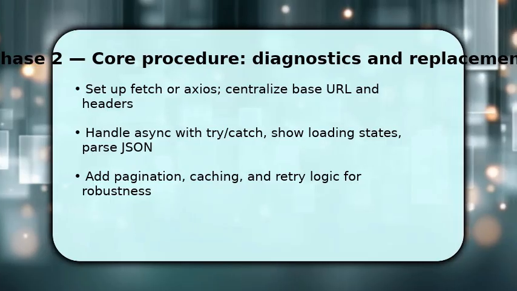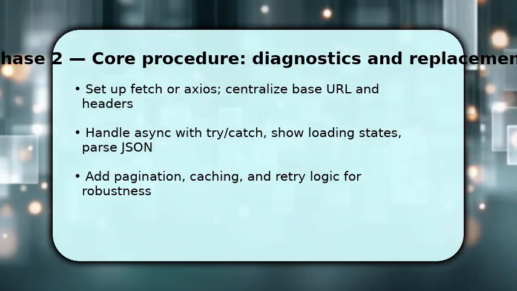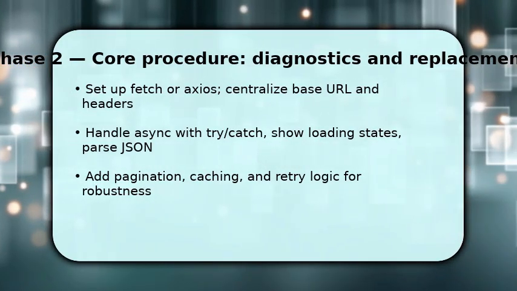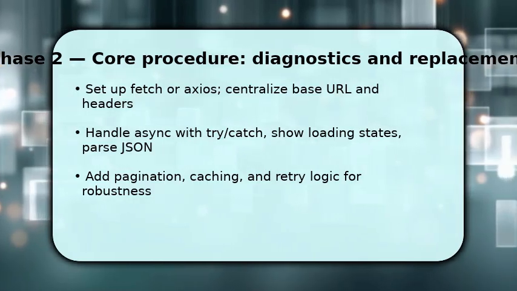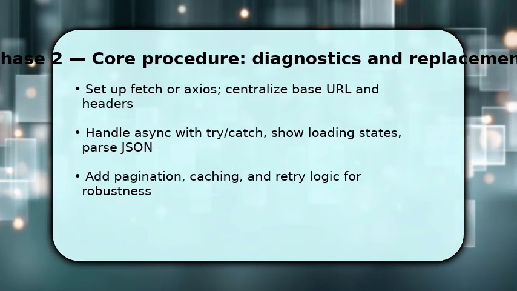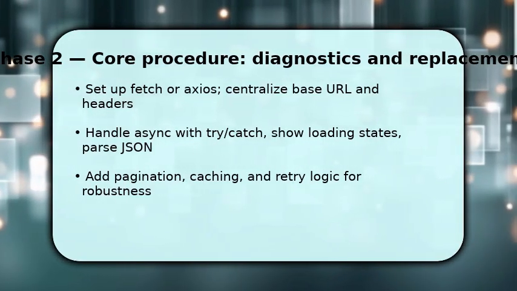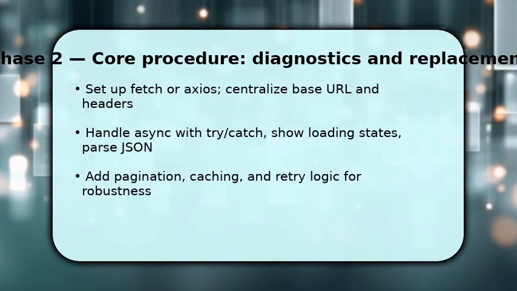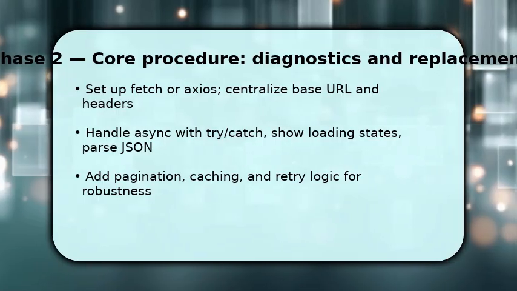Now implement the call in your app using fetch or Axios. Create a single client with base URL and default headers so changes are easy. Use async and try/catch to handle errors, and update the UI with loading and error states to inform users. Once done, parse JSON and map fields to your UI model.